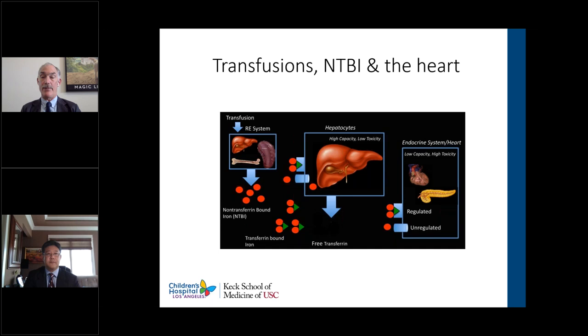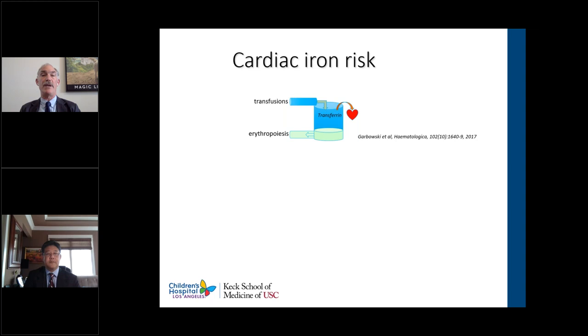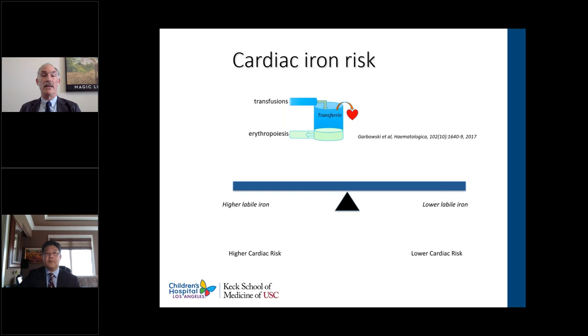Schematically, this can be thought of as the transferrin being a gigantic tank, and transfusions are the iron load going in, and the effective use of transferrin-bound iron by the bone marrow is the drain. And as long as those remain in balance, then there's no overflow to spill into the heart. But anything which tips it toward overflowing can lead to cardiac iron overload.